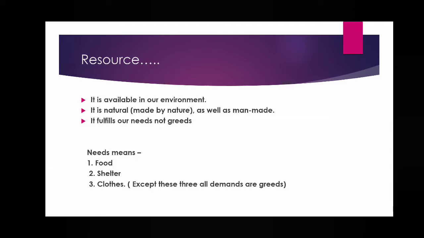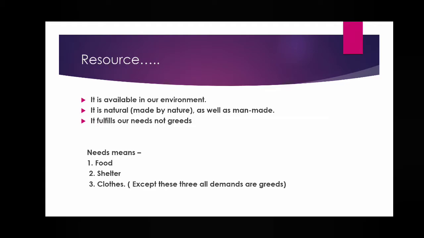I have already mentioned in the previous slide that the things which help us to survive, the things which help us to exist in this world and which help to satisfy our needs, not greeds. So needs means what? Food, shelter, clothes, and also oxygen, water, soil, like them. But greed has no limit. Needs have limit, but greed has no limit. Clear? So these are the 3 points.